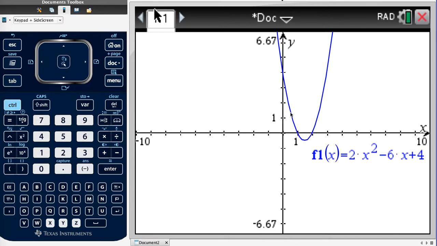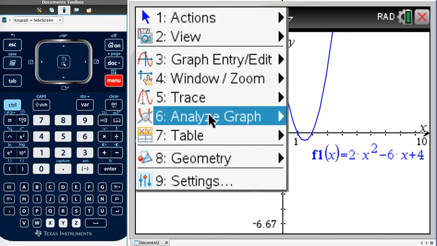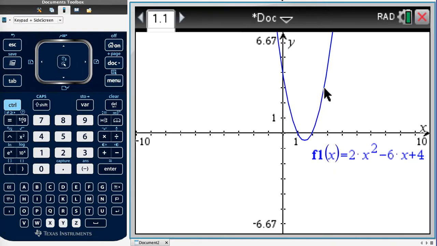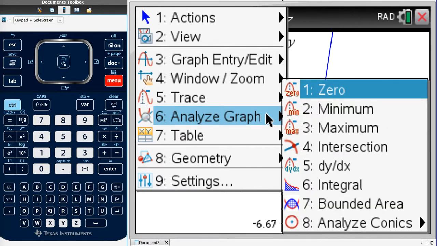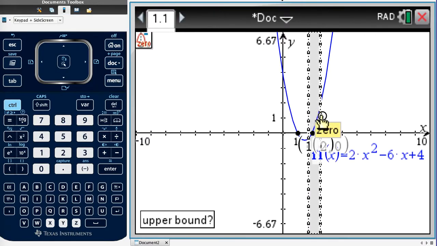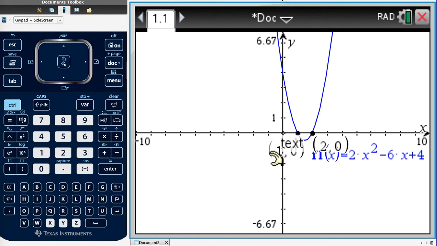In this case, they can be read off quite easily, but alternatively, I could do that by using analyze graph and the zero function here to find each of those points. So I can see that I've got one at (1, 0), one at (2, 0), so I can then include that when I do my sketch and write those points down.